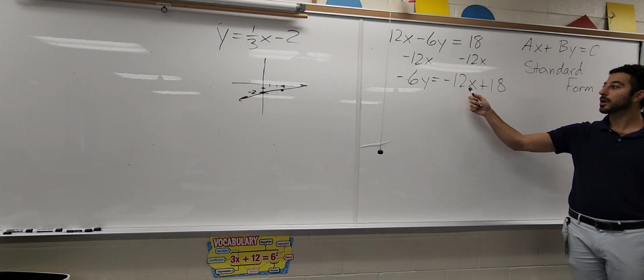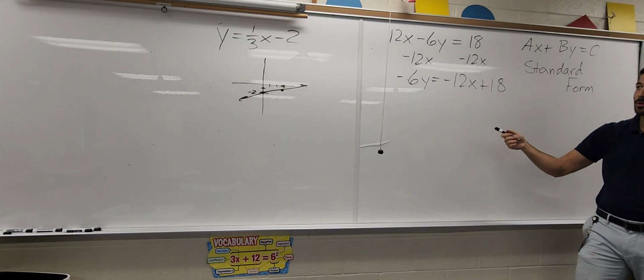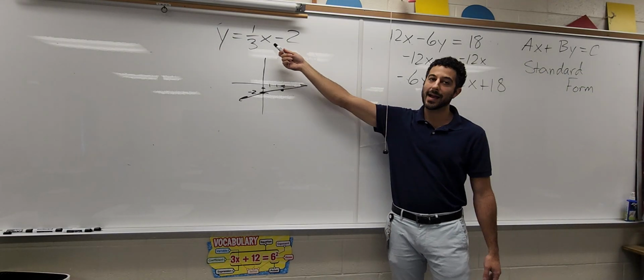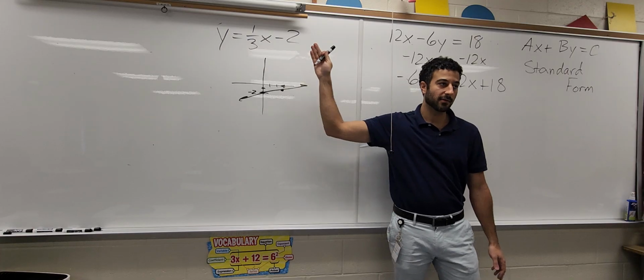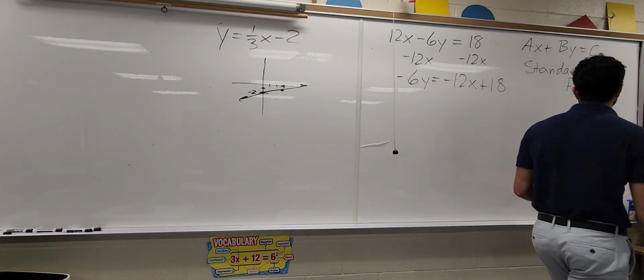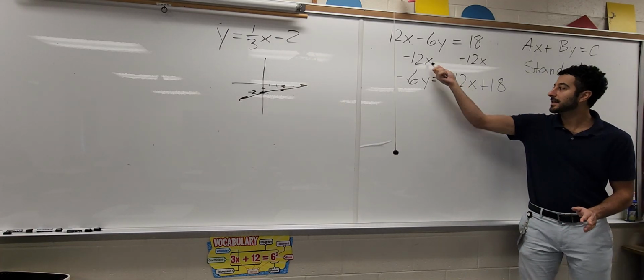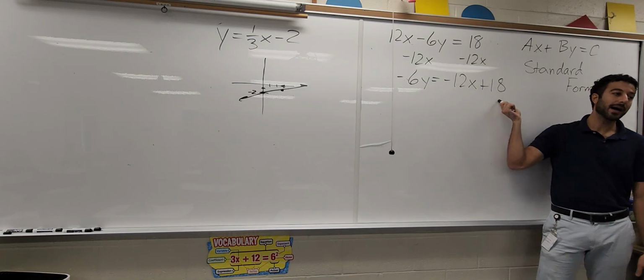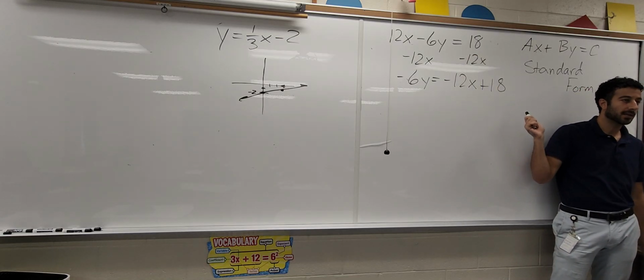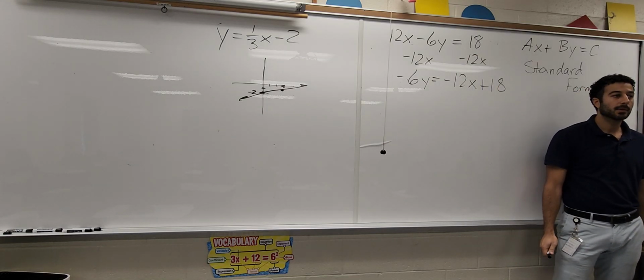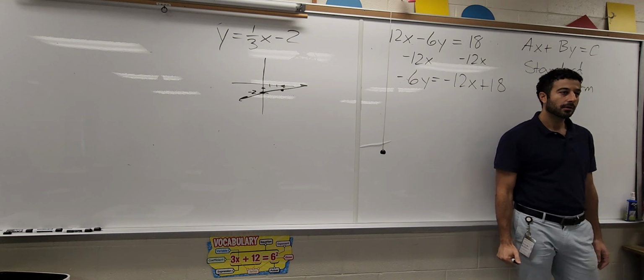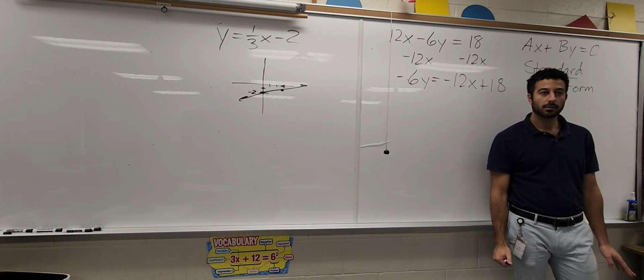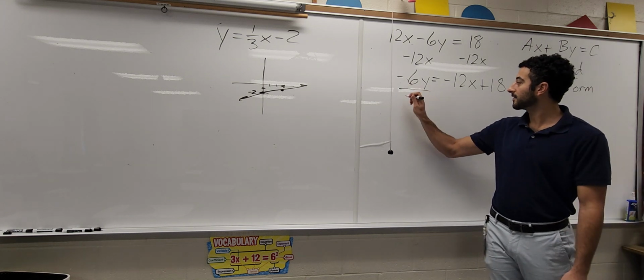Why did I put the negative 12x first? Because my slope-intercept form is mx plus b, and the x usually comes before the number, so I just popped it in first. That's totally legal. All right, I kept it a negative 12x, and I kept it a positive 18. So that's the important key there. All right, is it in slope-intercept form now? No. So what do I have to do? Divide by negative 6 on both sides.